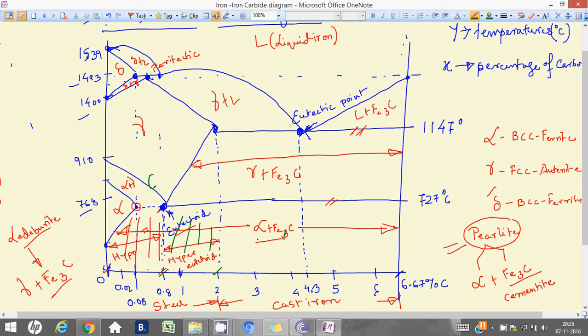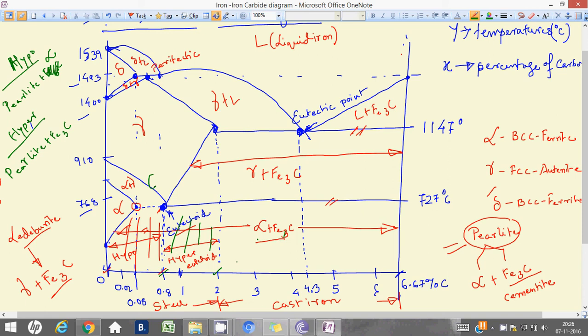In case of hypo, it will be pearlite plus ferrite. In the hyper, it will be pearlite plus Fe3C, that is cementite.